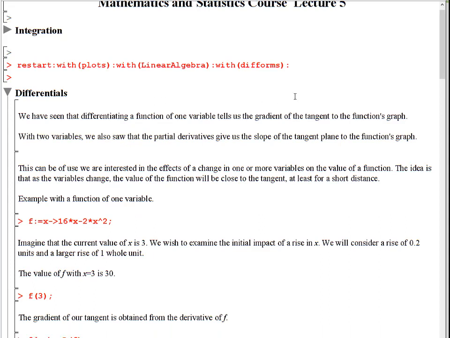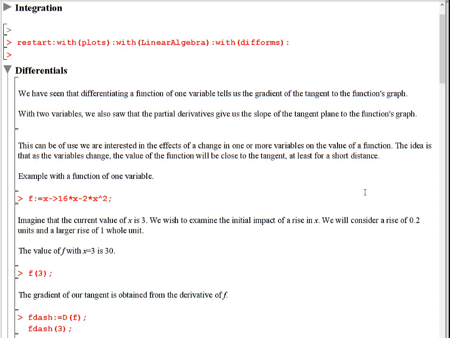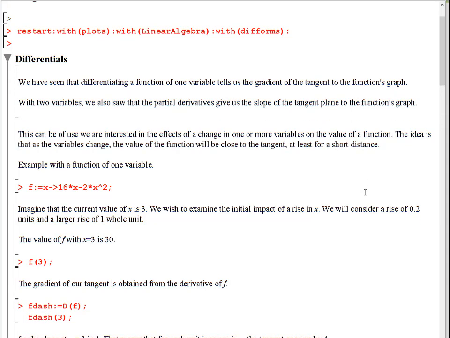So what we've seen so far is that if you differentiate a function of one variable, that tells you the gradients of the tangents to that function's graph. So you've got the gradient of the tangent from differentiation. When you have two variables, then the partial derivatives, partial dx, partial dy, give you the slope of the tangent plane to that function's graph. Now that's really useful if you want to know what happens when one variable changes, how that's going to impact another variable.